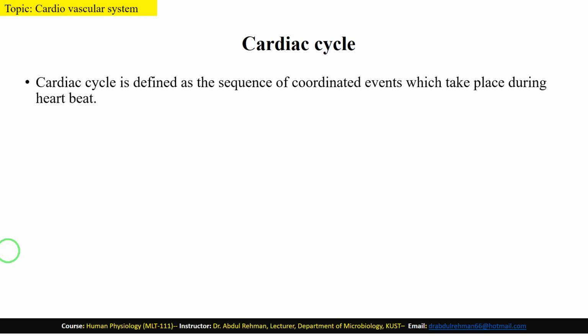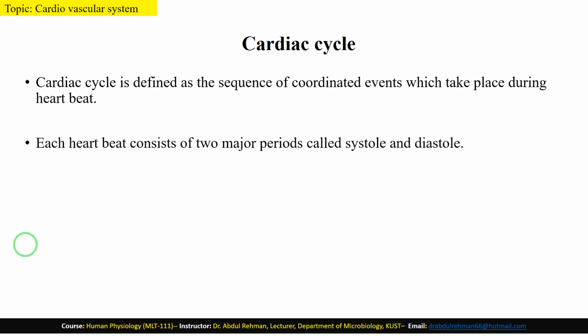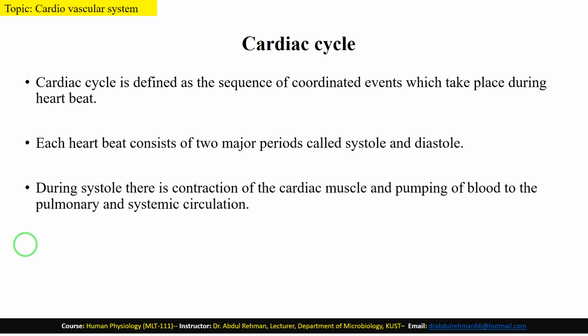Cardiac cycle is the events that take place during each heartbeat. What type of events? There are two types of events: systolic and diastolic. During systole, there is a contraction of the heart muscles. As a result, the blood is pumped to the circulatory system. And there are two types of circulatory system. One is called pulmonary circulation and the other is systemic circulation.